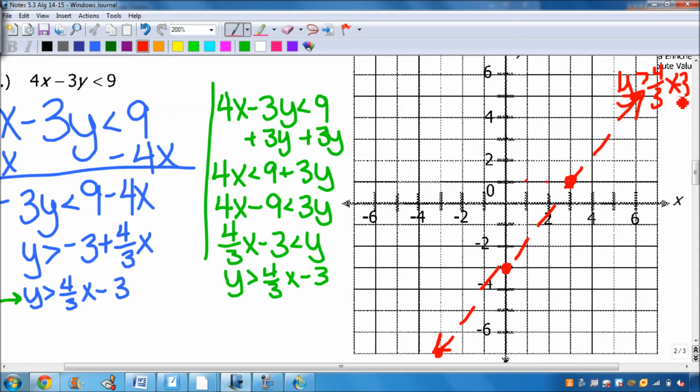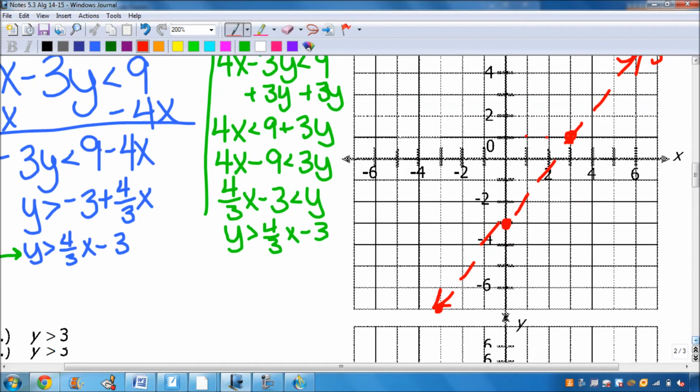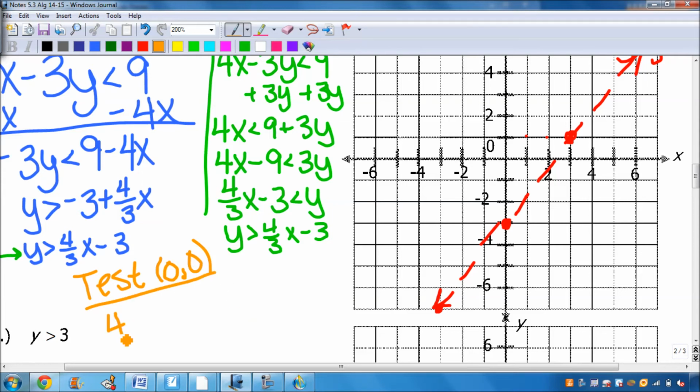Now it's greater than, so I assume I'm going to have to shade above this line right here. So everything above this line should work. But I'm going to do a test. So let's test 0, 0 and see what happens because 0, 0 is above the line. So test 0, 0. Let's make sure to test it in the original problem. So I'm going to do 4 times 0 minus 3 times 0 is less than 9.